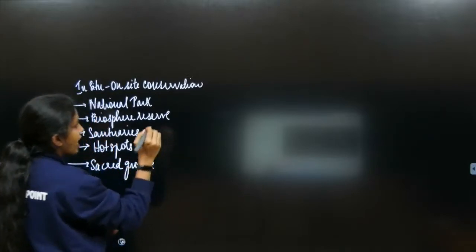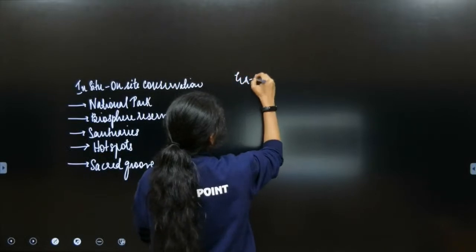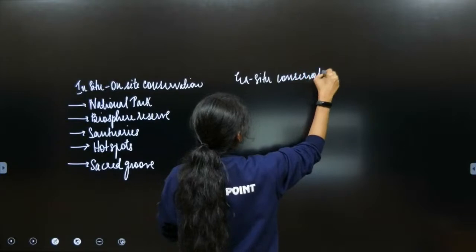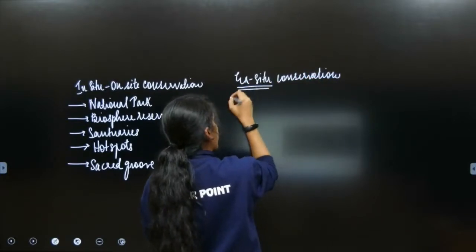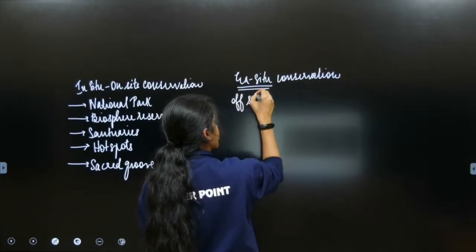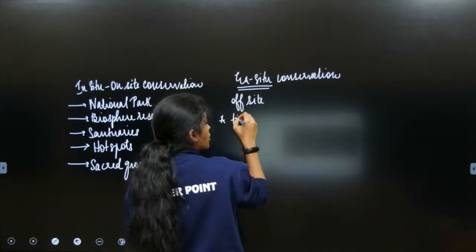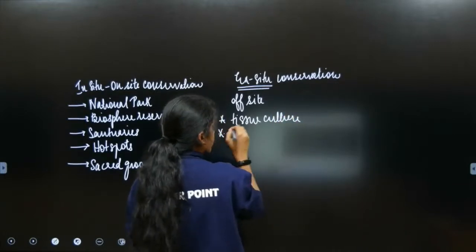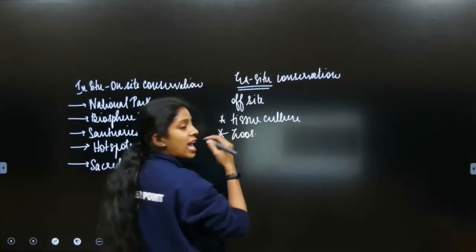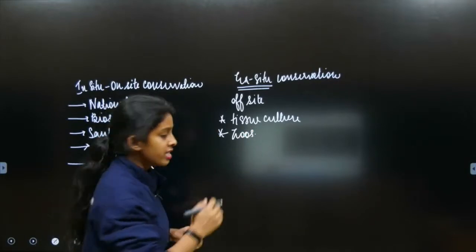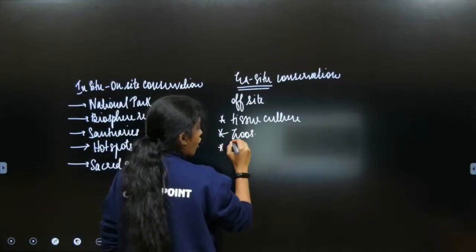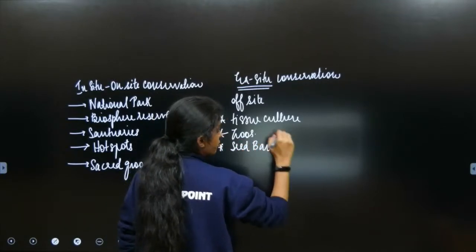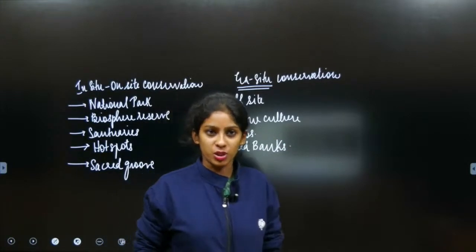Okay, Swami. The next one is ex situ conservation. Ex situ is off-site, so ex situ conservation is off-site conservation. Like your tissue culture technique, your zoological parks. For the zoos, where do you bring animals from? From the forest, right? Yes. Then you have your seed banks, etc. So this is the difference between in situ and ex situ conservation.